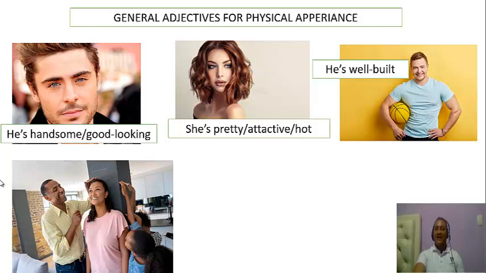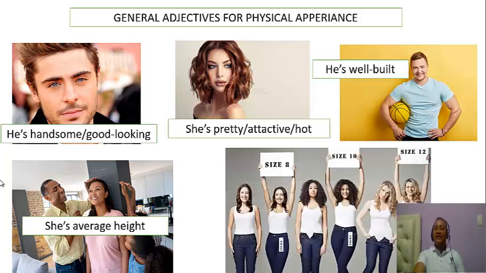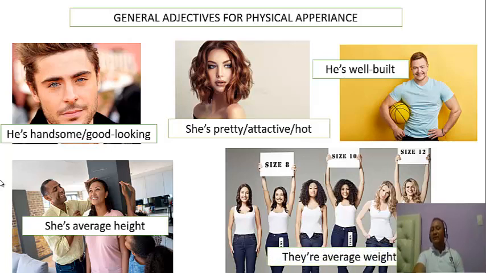The woman right here, we can say she's average height. Not too tall, not too short, just in the middle, just like most of the people. Okay, and then finally we have the weight. We can say they're average weight, not too heavy, not too light, just normal, as most people. Average weight. So guys, that's it.